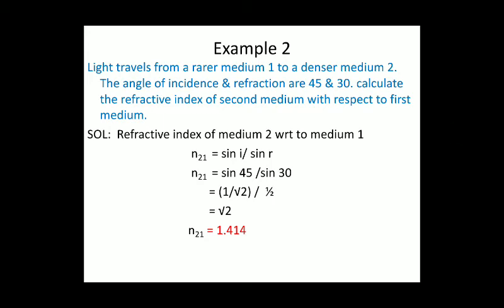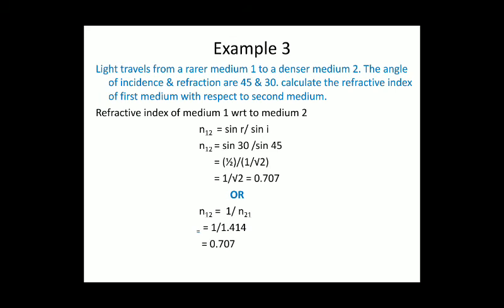Example 3, the same question, but now they are asking to calculate the refractive index of the first medium with respect to the second medium. If I am saying refractive index of the first medium, it means light is now entering the first and coming from the second. So when the light is coming from the second medium, whatever angle r is there, that angle will now become angle i.